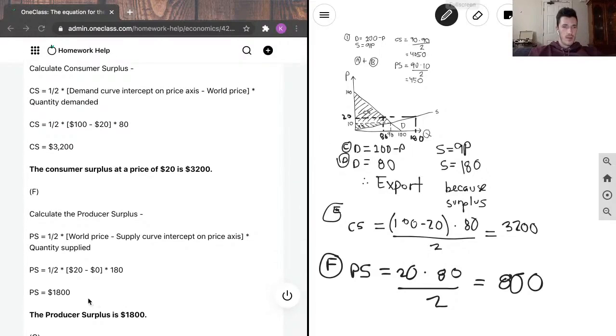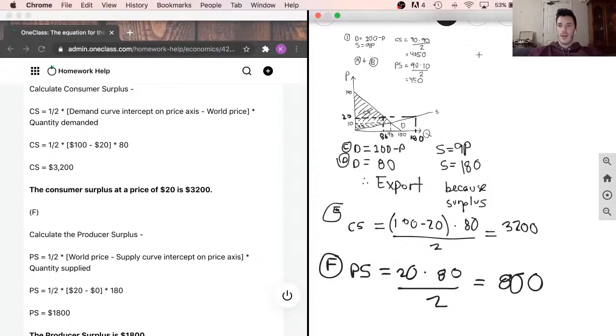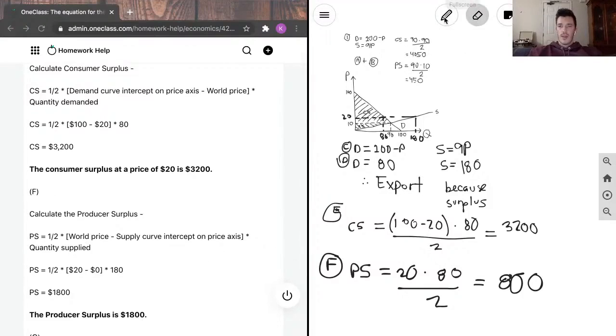$1,800. Oh, sorry, I did that wrong. It's not 20 times 80, it's 20 times 180 because this is producer surplus. And so we're interested in the supply and not the demand. So it's going to be 20, which we can see here on the y-axis for price, times the 180 on this axis. So that's instead going to be 1,800, I believe they said.